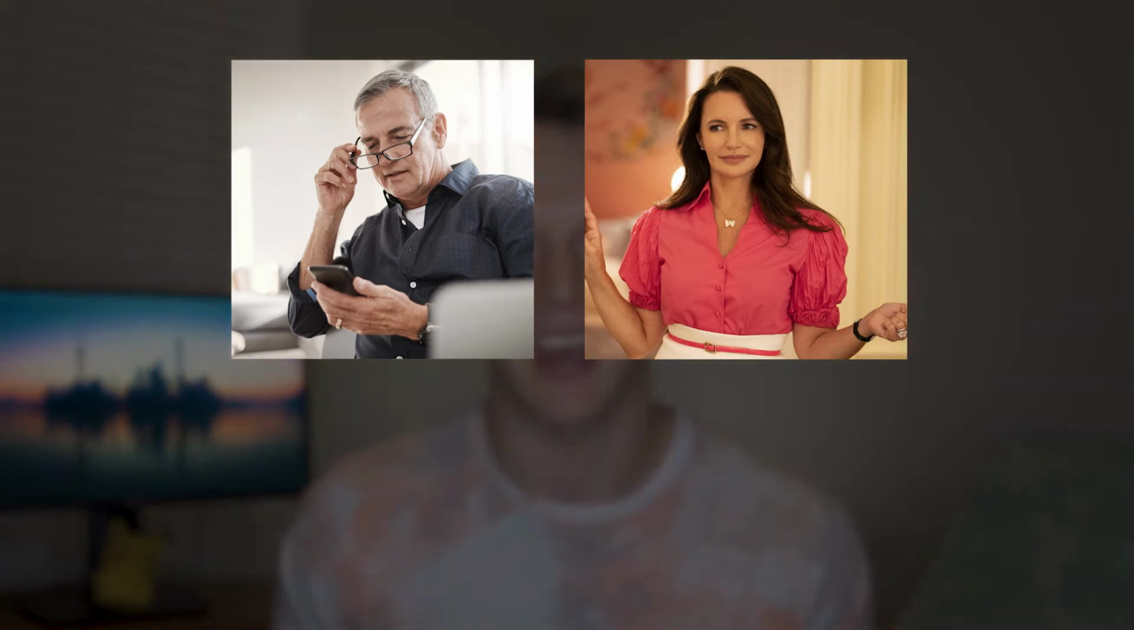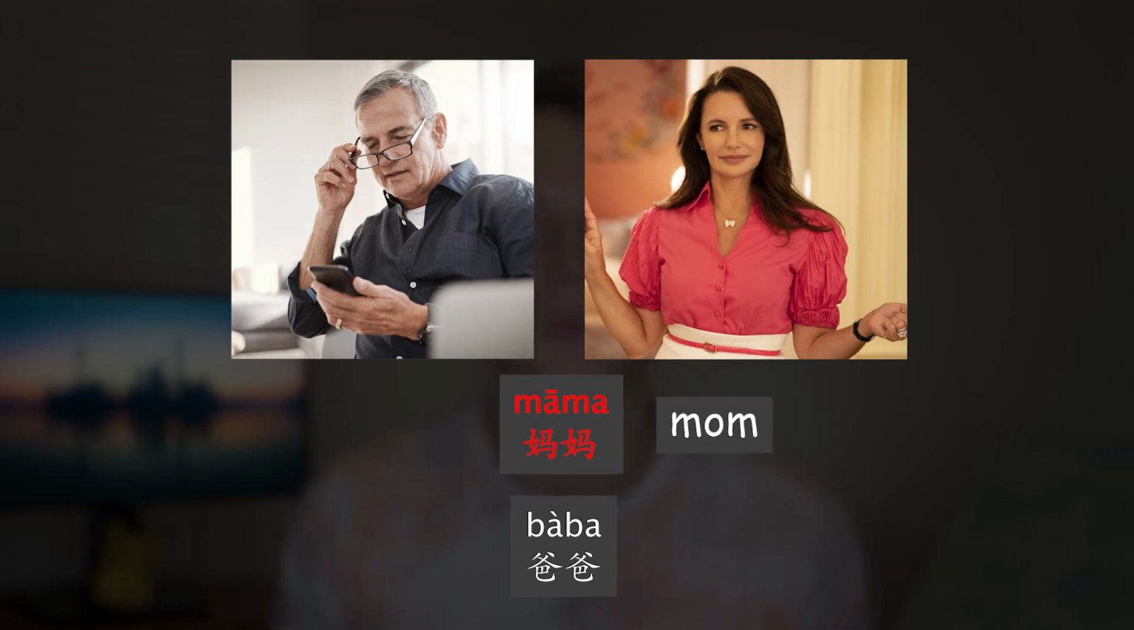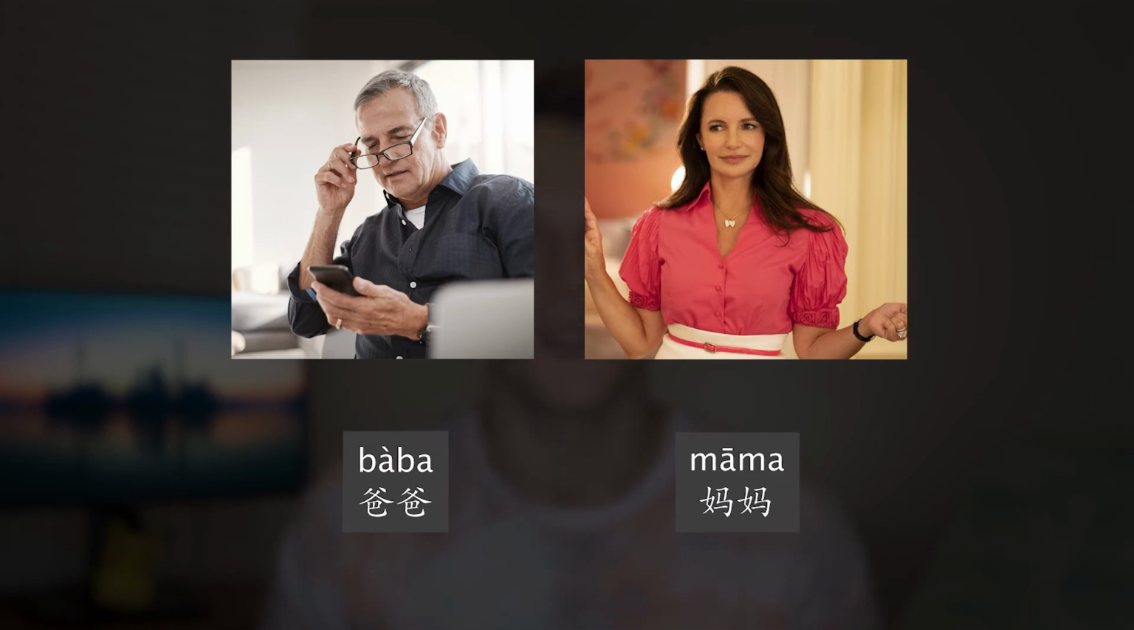Starting with mom and dad, we have Mama and Baba. Can you guess which is which? Well, Mama sounds a lot like mom, right? Mama. Mom. So that's an easy way for you to differentiate between these two.